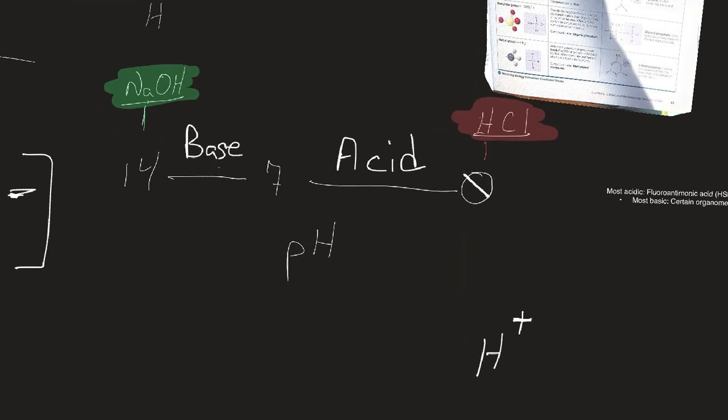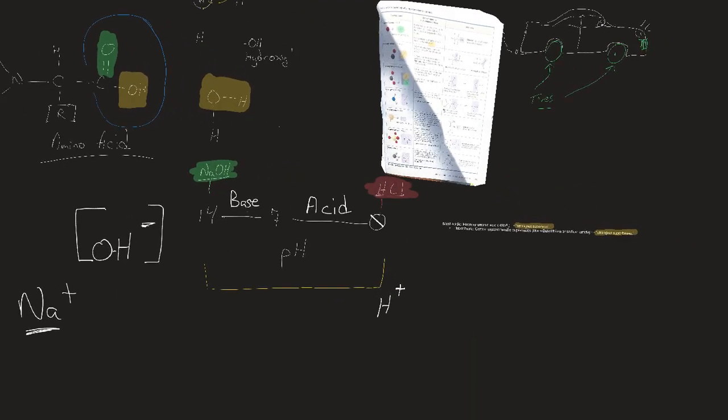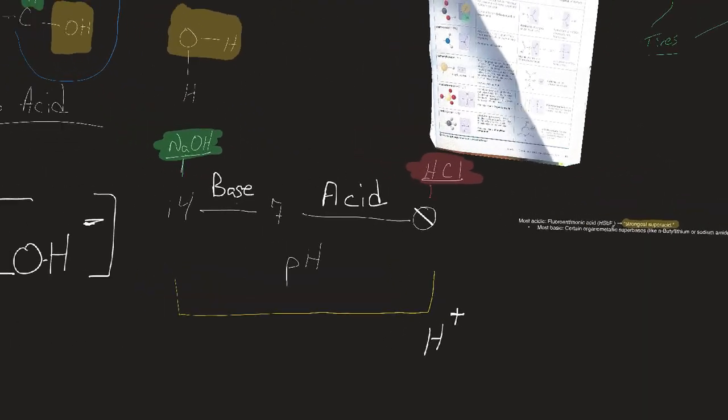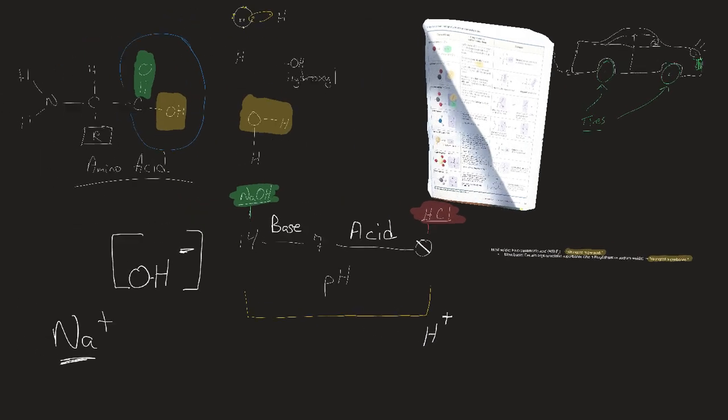Well, thank goodness we don't have to worry about any of that, because we are only worried about what we find in living things. Living things don't deal with that. So what we deal with is anywhere from 0 to 14. That's the only thing you're going to have to worry about. But just know that there are these super acids and super bases used for whatever purposes that aren't found in nature.